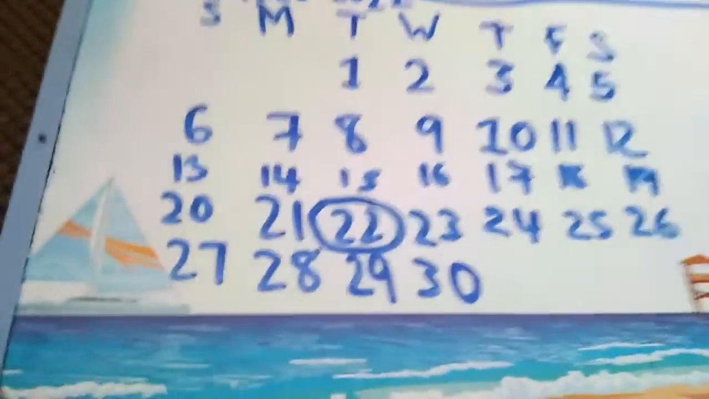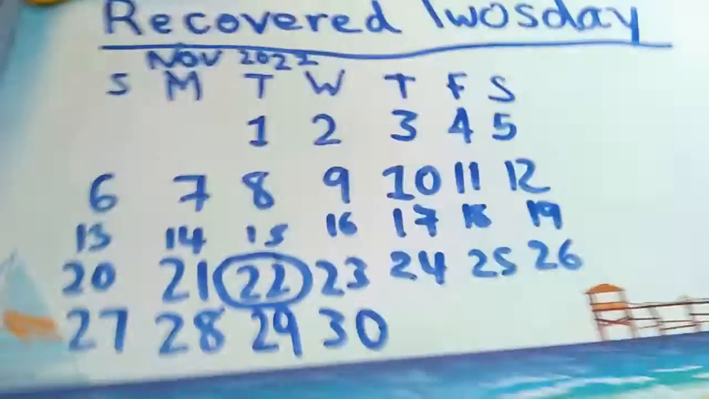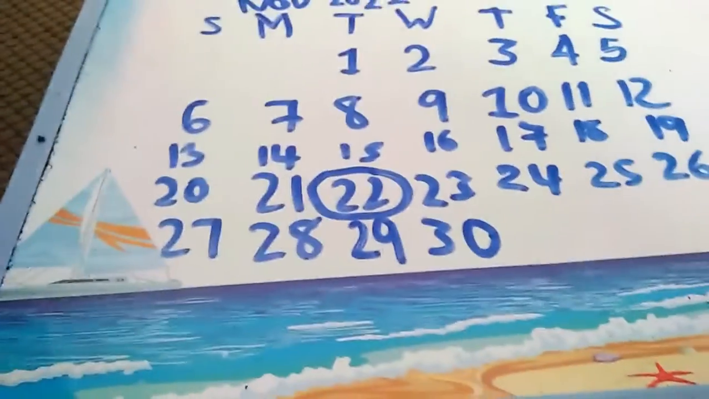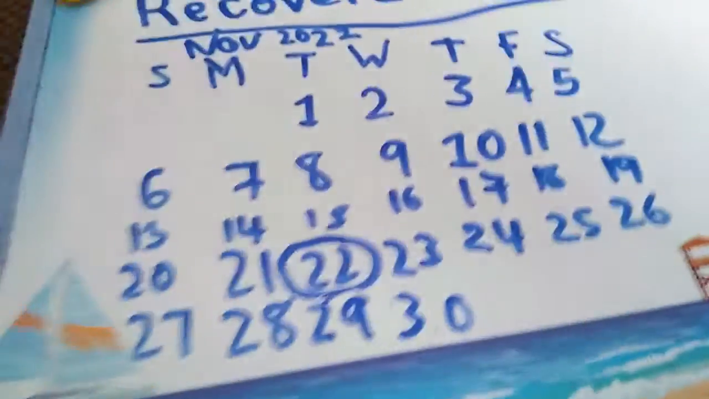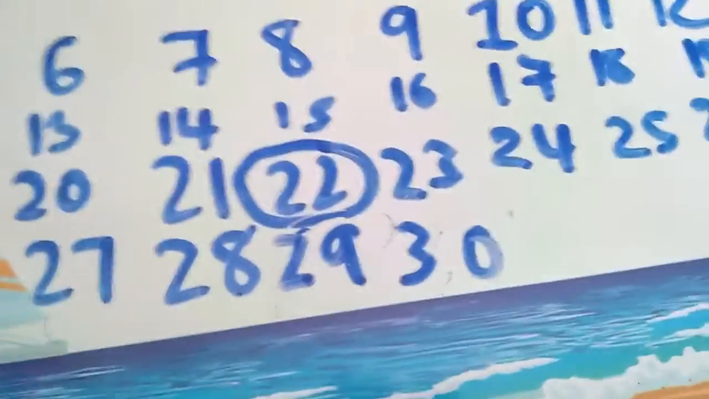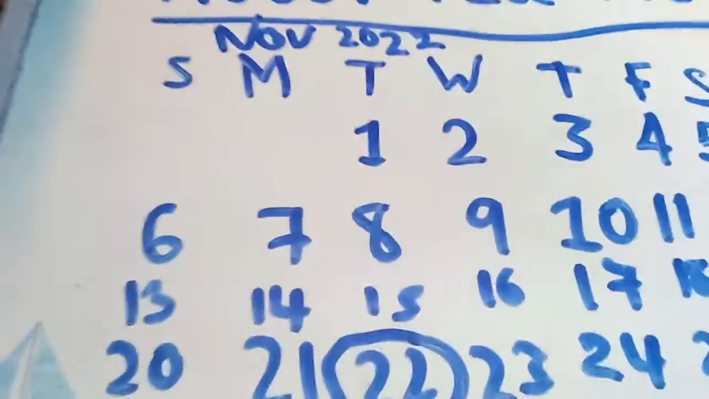So we say that the circled one is the date today. And what about February 2022? We have to say goodbye to 29 and 30. Now, here they are, 29 and 30. November 2022 has some properties. How do we find 22 in November 2022?